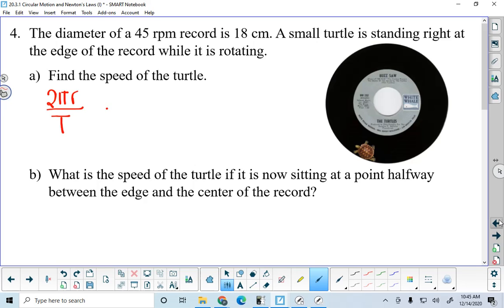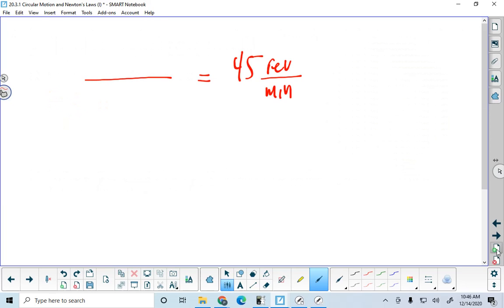I can't believe that images slow my program down that much. Let's just calculate it. Well, you need to know T first, though, don't you? We want to find out how many seconds for one rev, and this is 45 revs in 60 seconds. So you know what? When we cross multiply here, it's not 45 divided by 60.